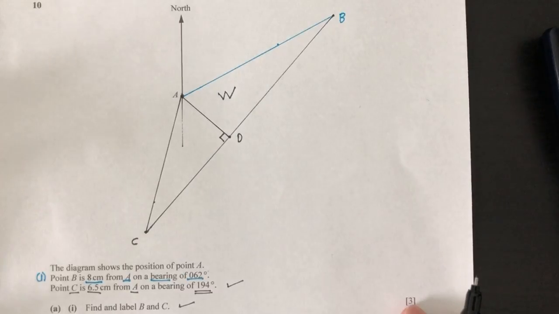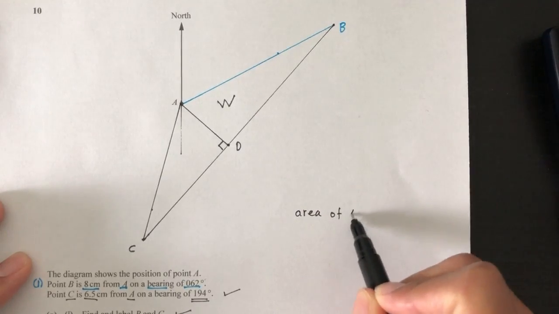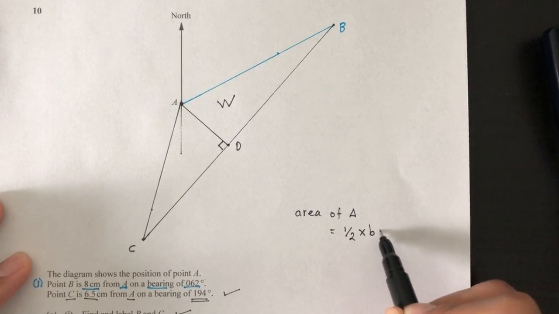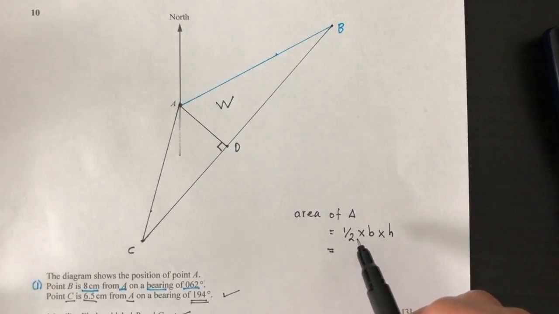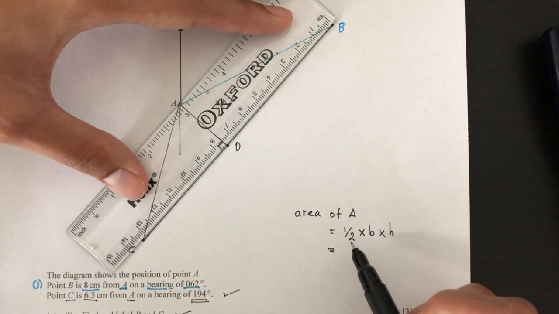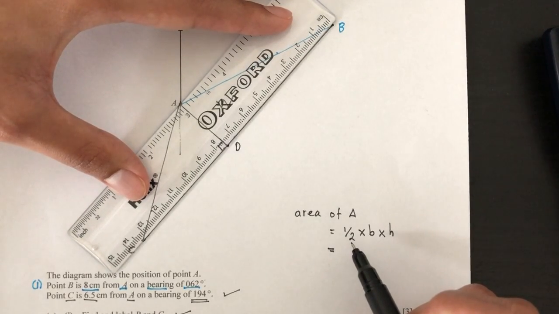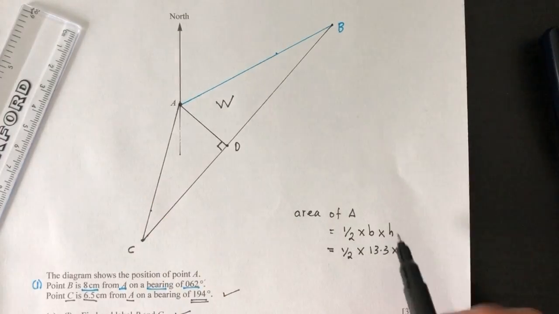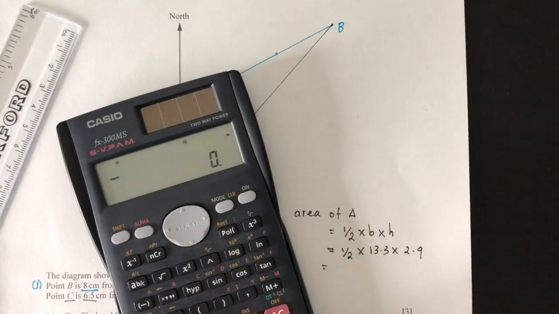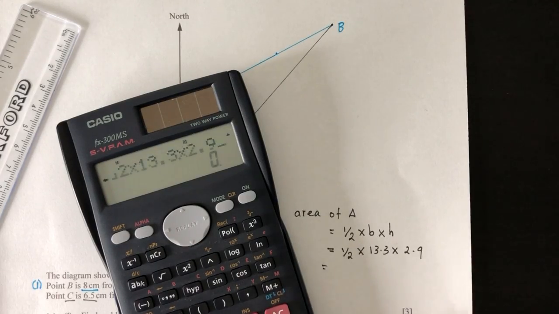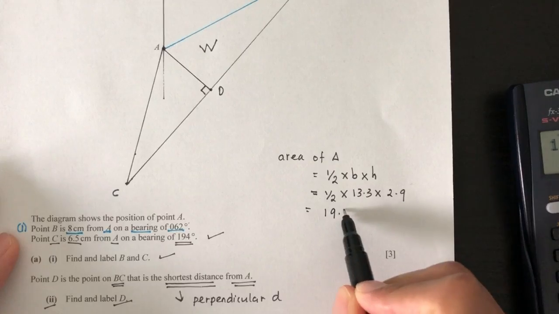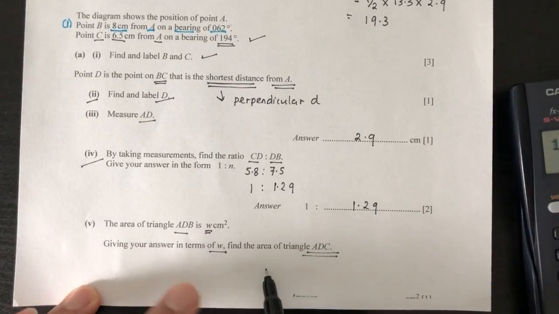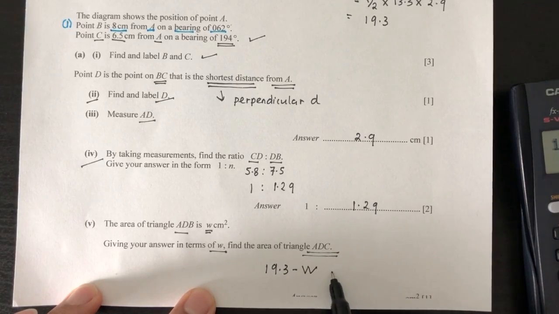So how would you find the area of ABC? As always, we use a formula, which is area of triangle is half times base times height. The base here, let's measure. BC is what? According to my diagram, it shows to be about 13.3. So half times 13.3 times height, AD, which is 2.9. So half times 13.3 times 2.9. It shows to be about 19.3, correct to 3SF. So my area in terms of W will be 19.3 minus W centimeters squared. Okay, that is part A of this question.